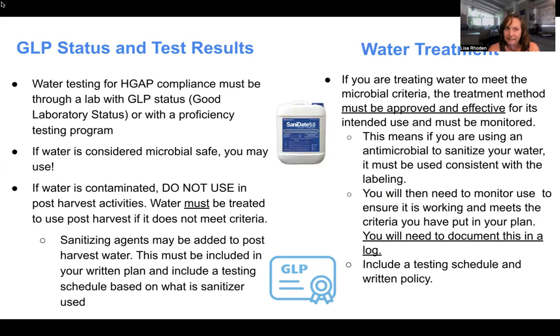If the water is contaminated, so if your generic E. coli number is above 0, then you don't want to use that for post-harvest activities. That is against the law, actually. It's a Hawaii revised statute, and you must treat it. There are a couple different ways to do this. So if you are using water that's, for example, not municipal, or you have, for some reason, water that is municipal but is contaminated, you can add a sanitizing agent to your post-harvest water to bring it up to that microbially safe standard. This is something we would include in your plan.